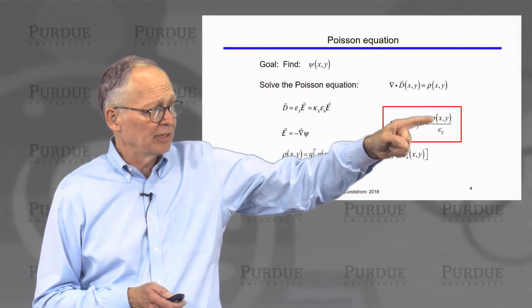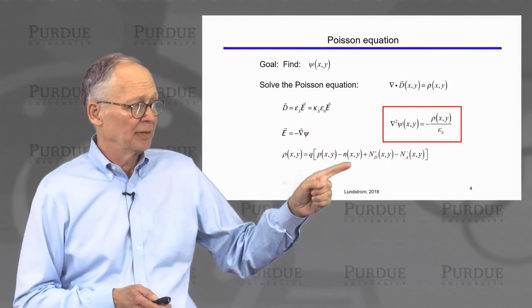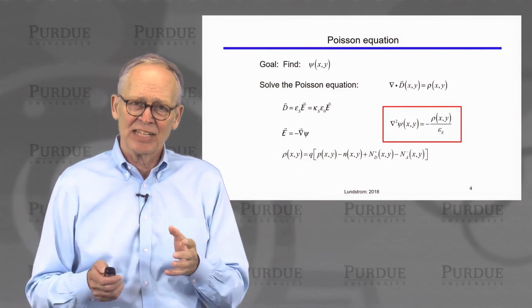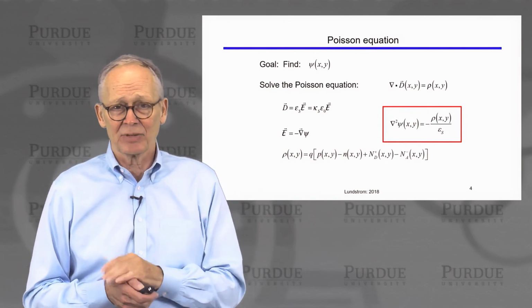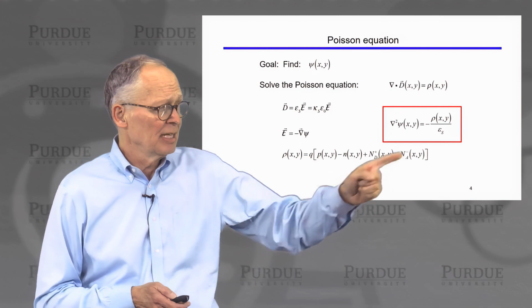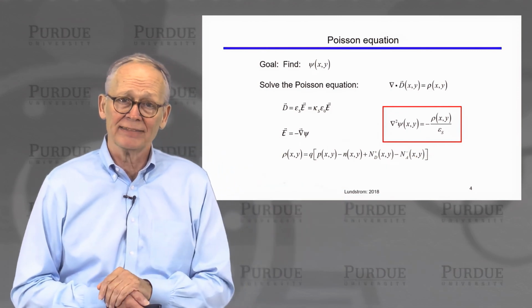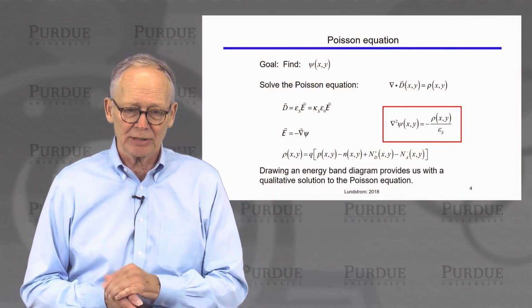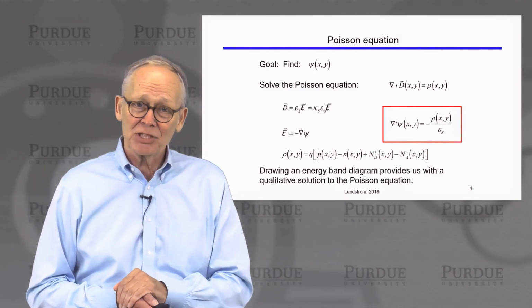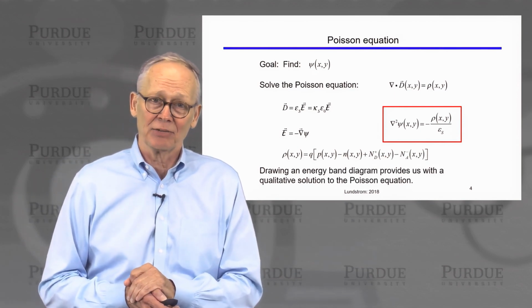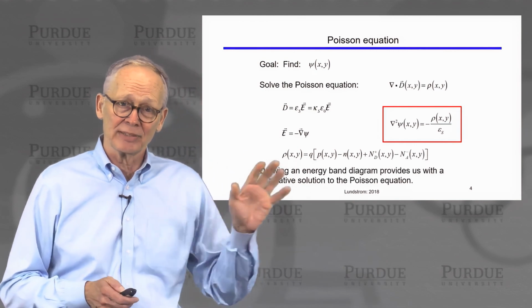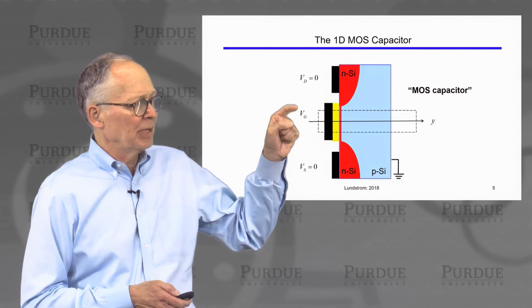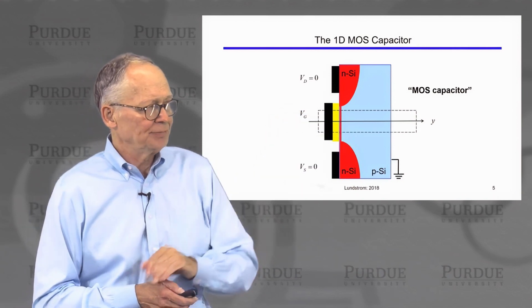And I'll just point out that the charge density here, there will be charge due to mobile holes and electrons. If we have an N-channel device, it's mostly electrons. If we have a P-channel device, it's mostly holes. But then we'll also have dopants, Nd and Na. And that determines our charge density in the Poisson equation. But it's much easier to draw an energy band diagram and figure out what's going on qualitatively before we attempt to solve this equation. So let's begin by looking normal to the channel.